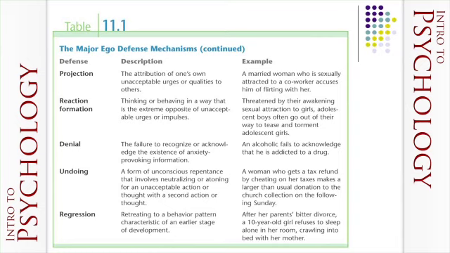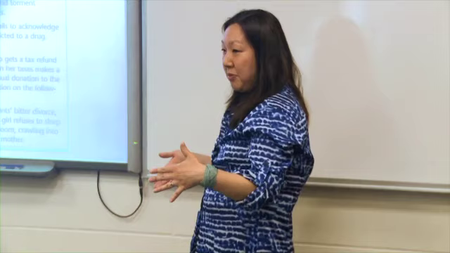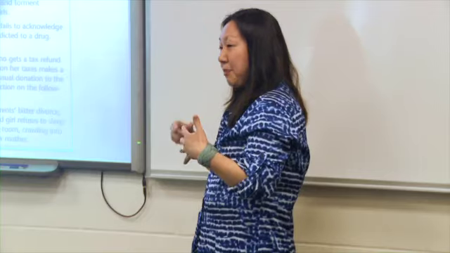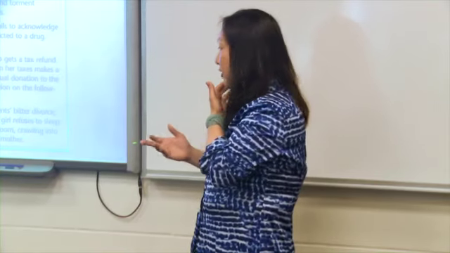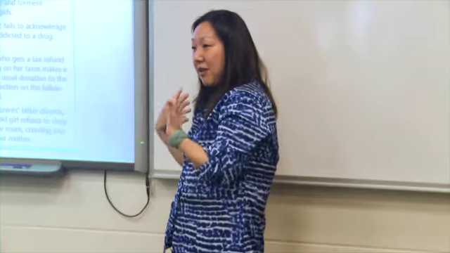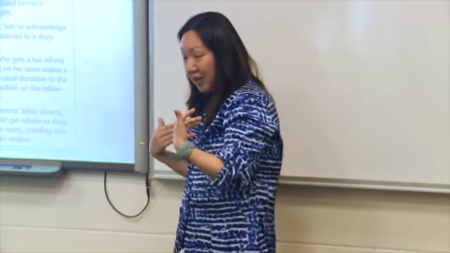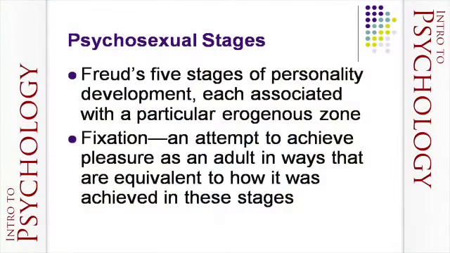Okay. Regression. Retreating to a behavior pattern characteristic of an earlier stage of development. So, for example, after her parents' bitter divorce, a 10-year-old girl refuses to sleep alone in her room, crawling into bed with her mother. Another example is that when the new baby comes home with a mom, the older sibling starts acting like a baby, like putting the pacifier back on, because they're anxious that the parent's attention will be on the new baby, not on him or her. Makes sense to you? That's called regression. All right? Very good.